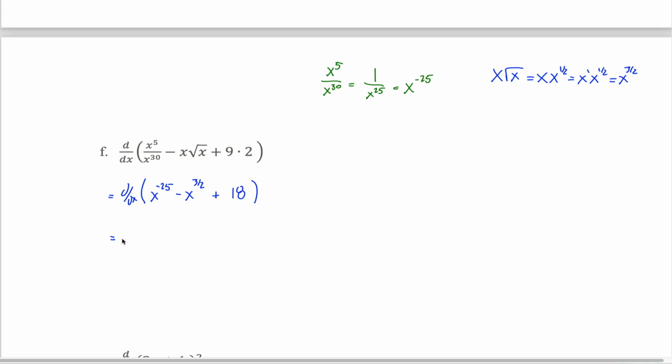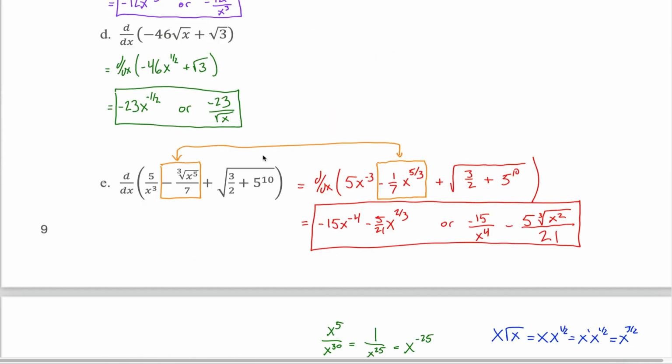Let's take this derivative using the power rule. Negative 25x to the negative 26 power minus 3/2 times x to the 1/2 power plus 0, which you don't have to write. And then if you feel the need, you could rewrite this as negative 25 divided by x to the 26th minus 3 times the square root of x divided by 2. Either of these are perfectly sufficient answers.